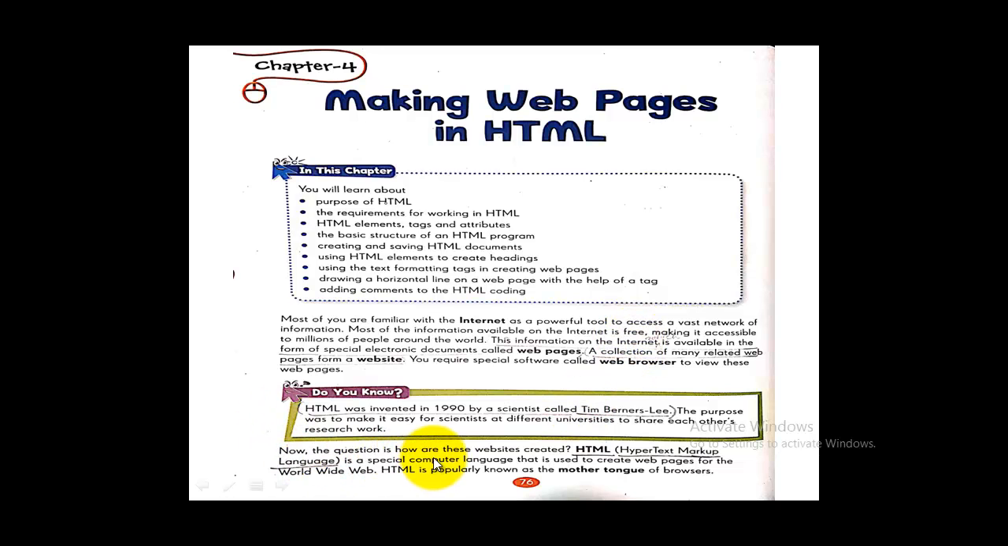Now the question is how these websites are created. What is the full form of HTML? Hypertext Markup Language. The full form of HTML is Hypertext Markup Language. It's a special computer language that is used to create web pages for the World Wide Web. www is World Wide Web. The web pages on the World Wide Web are made with HTML programs.